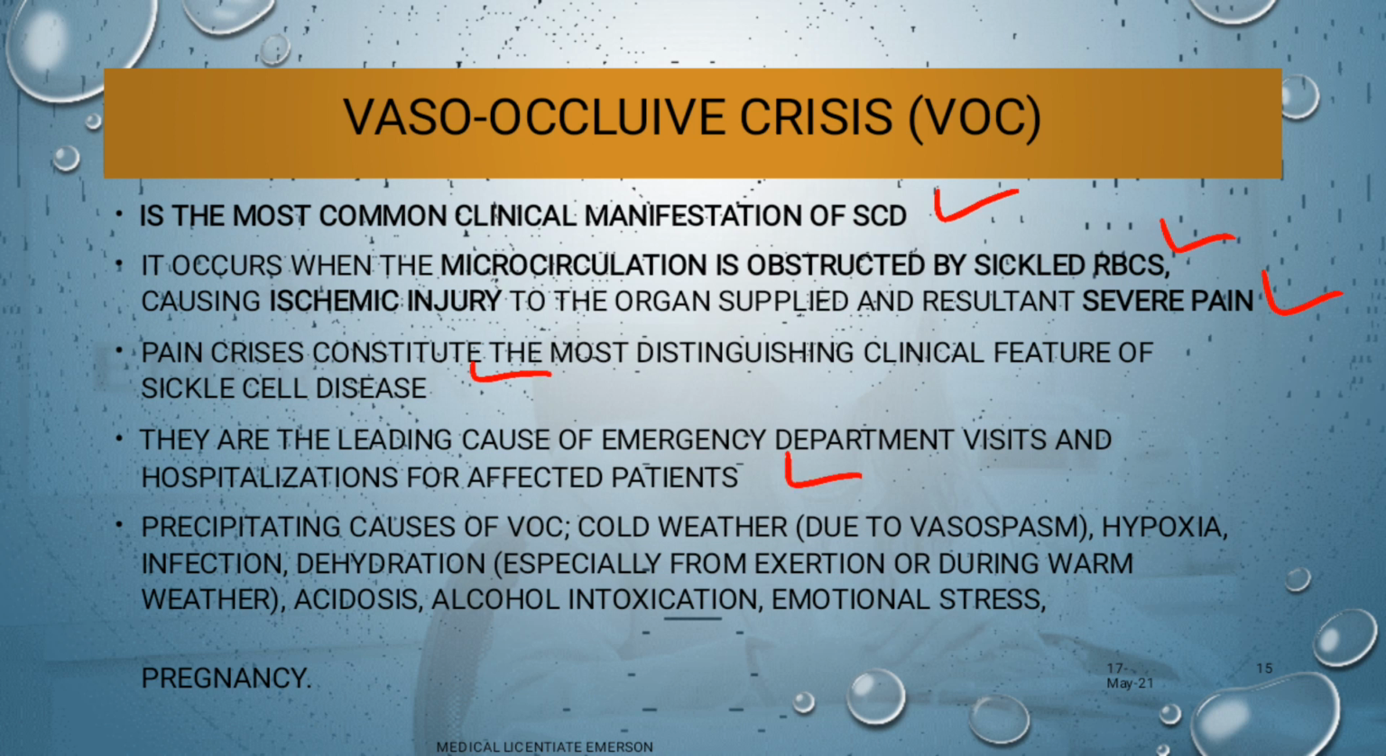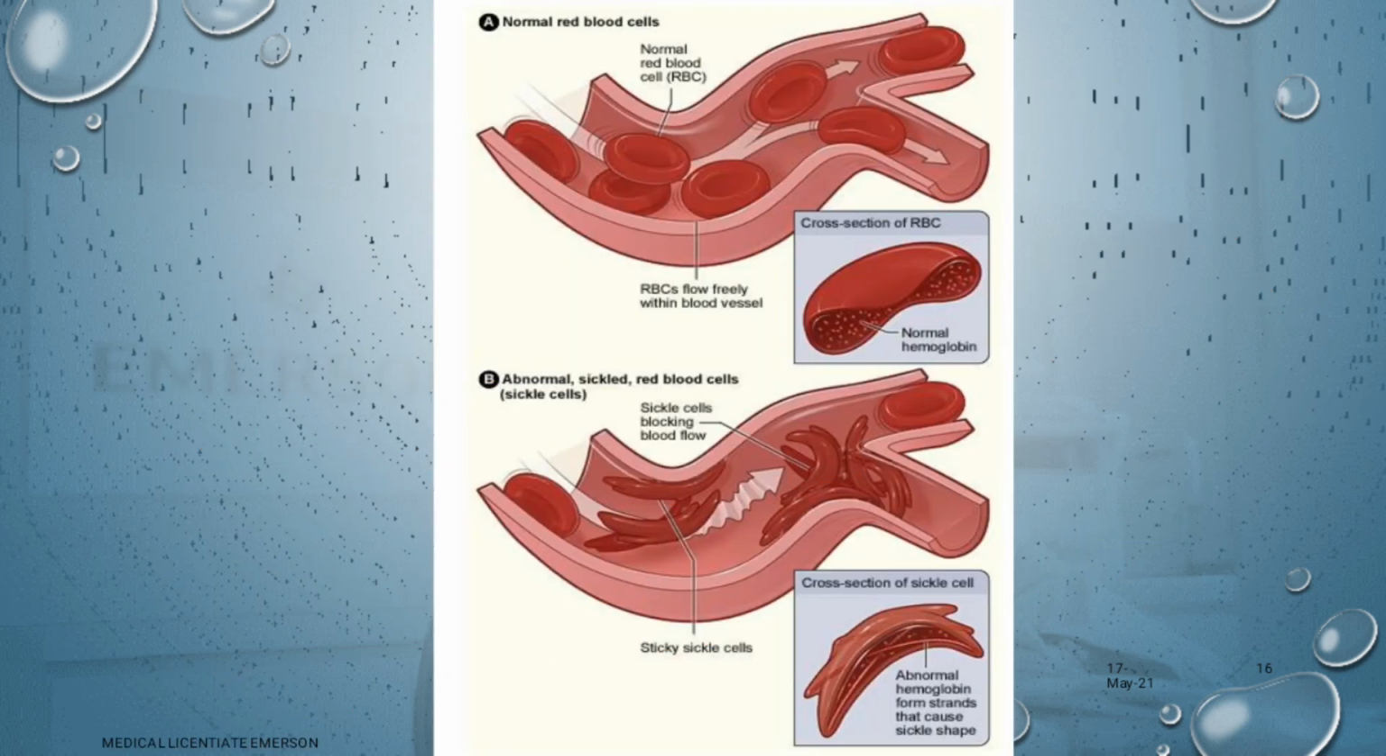Then predisposing causes of VOC, which is vaso-occlusive crisis, include cold weather due to vasospasm, hypoxia, infection, and dehydration, especially from exertion or during warm weather. Then we have acidosis, alcohol intoxication, emotional stress, as well as pregnancy can predispose someone. Then this is just how the vaso-occlusion works. As you can see here, we have abnormal sickled red blood cells clumped together, thus blocking blood flow. Okay, because this is how the normal ones usually pass.